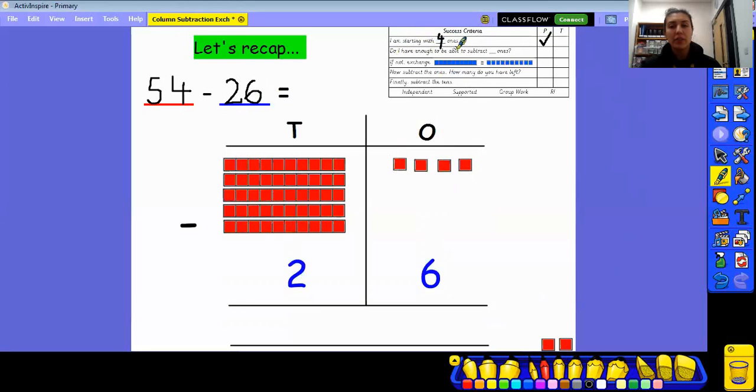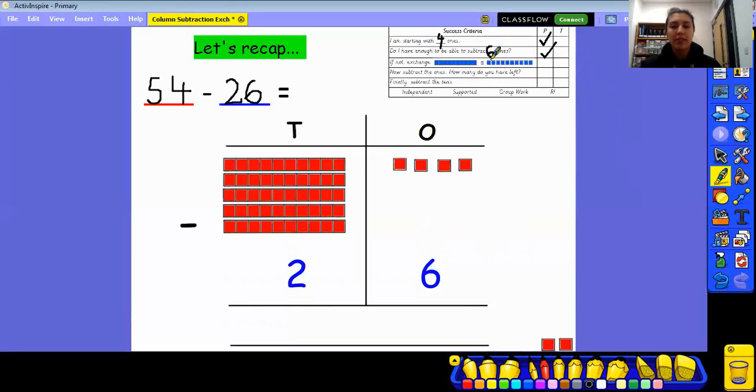Do I have enough to be able to subtract 6 ones? No, I don't, because 4 is much smaller than 6. So I don't have enough here to be able to take away those 6 ones. So I need to get myself some more ones from somewhere.